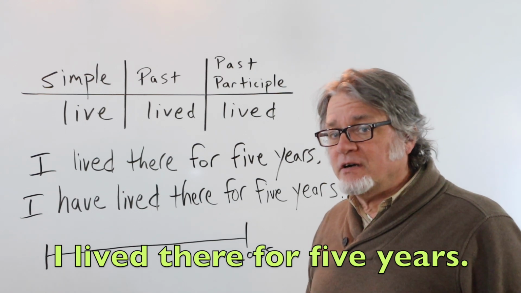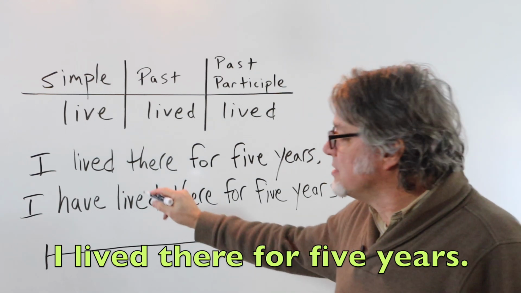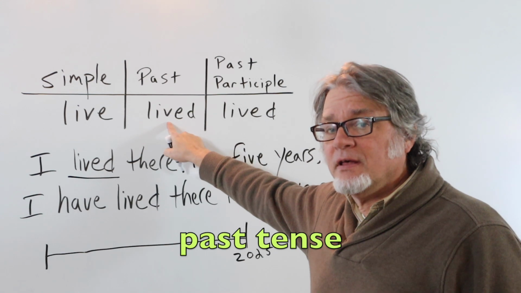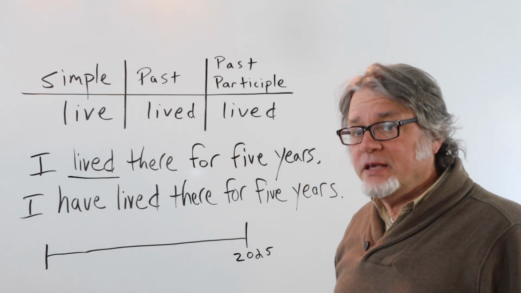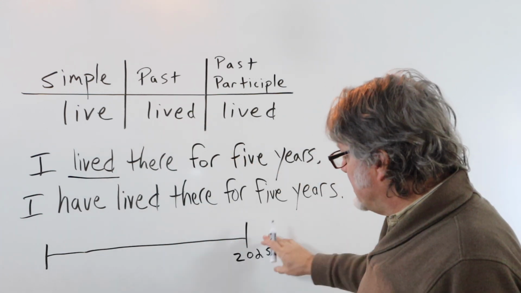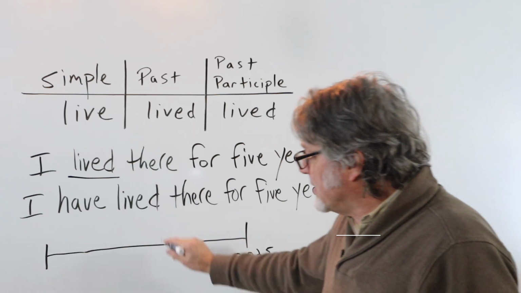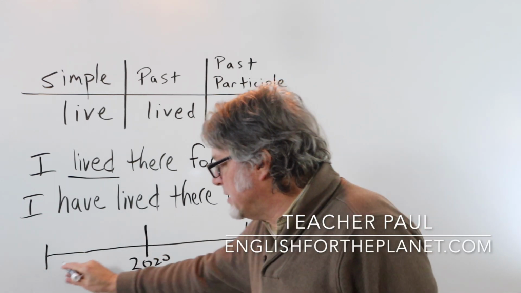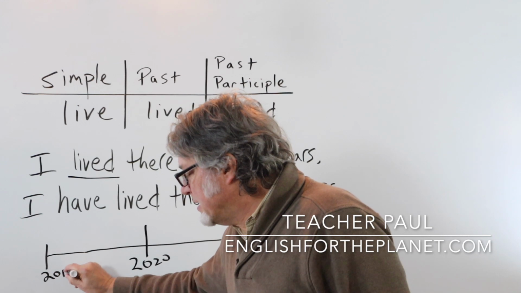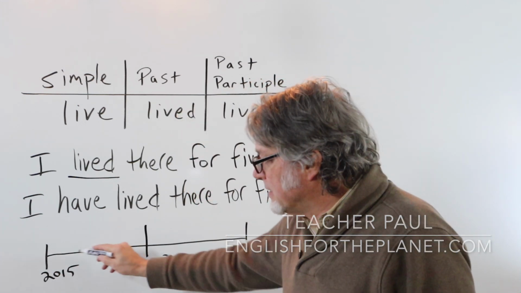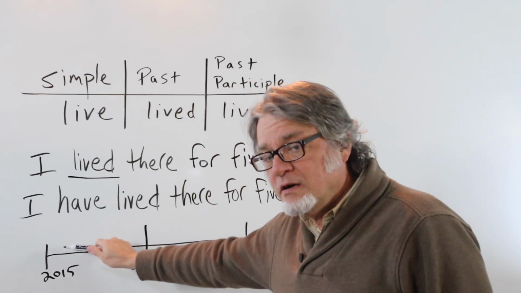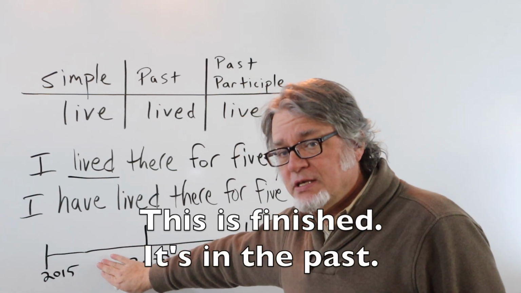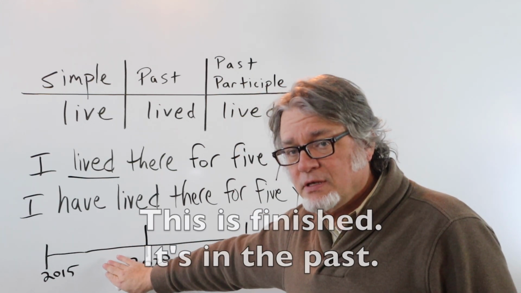I lived there for 5 years. This verb is in the past tense. The activity is finished. So this is 2025, and here is 2020 and 2015. I lived there for 5 years. This is finished. It's in the past.